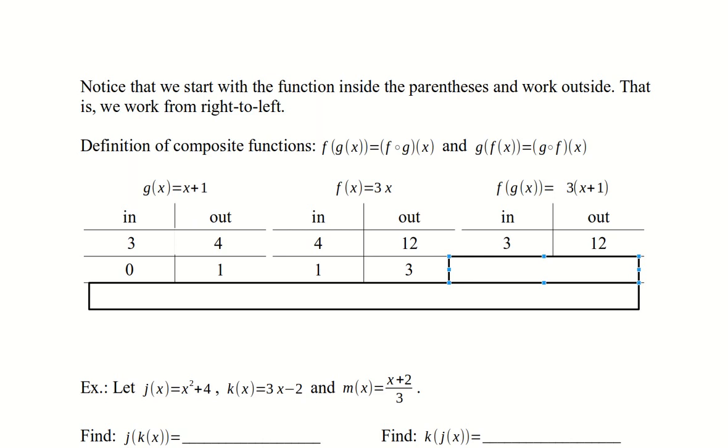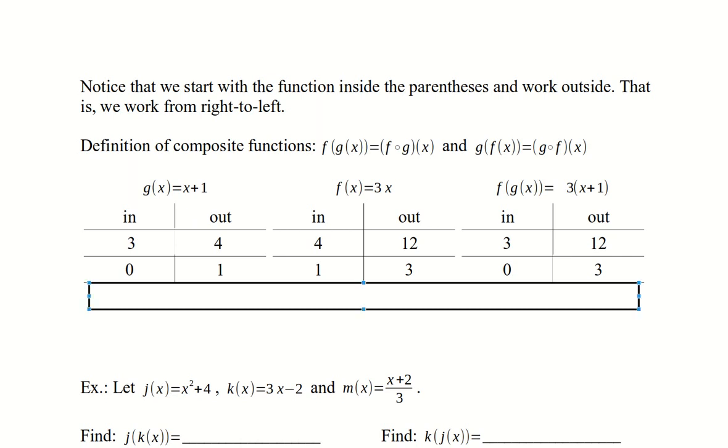Now let's check out the rule again. Let's start with 0. Let's put a 0 into f of g of x. It says to add 1. That's 1. Multiply by 3. That's 3. We get the same output from f of g of x as we get from putting the output from g into the input for f.